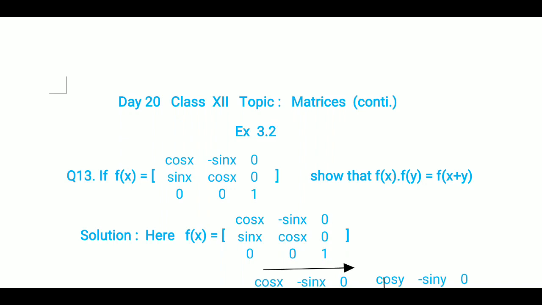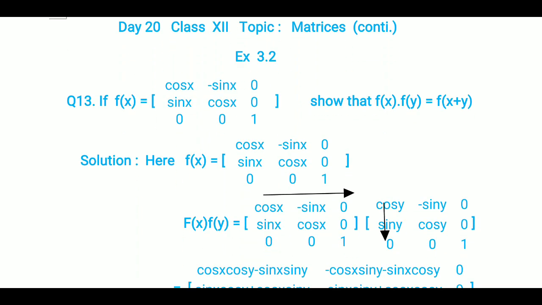Dear student, I am taking some questions from your exercise 3.2. Question number 13. If f(x) is equal to the matrix cos x, minus sin x, 0; sin x, cos x, 0; 0, 0, 1, you have to show f(x) into f(y) is equal to f(x plus y).